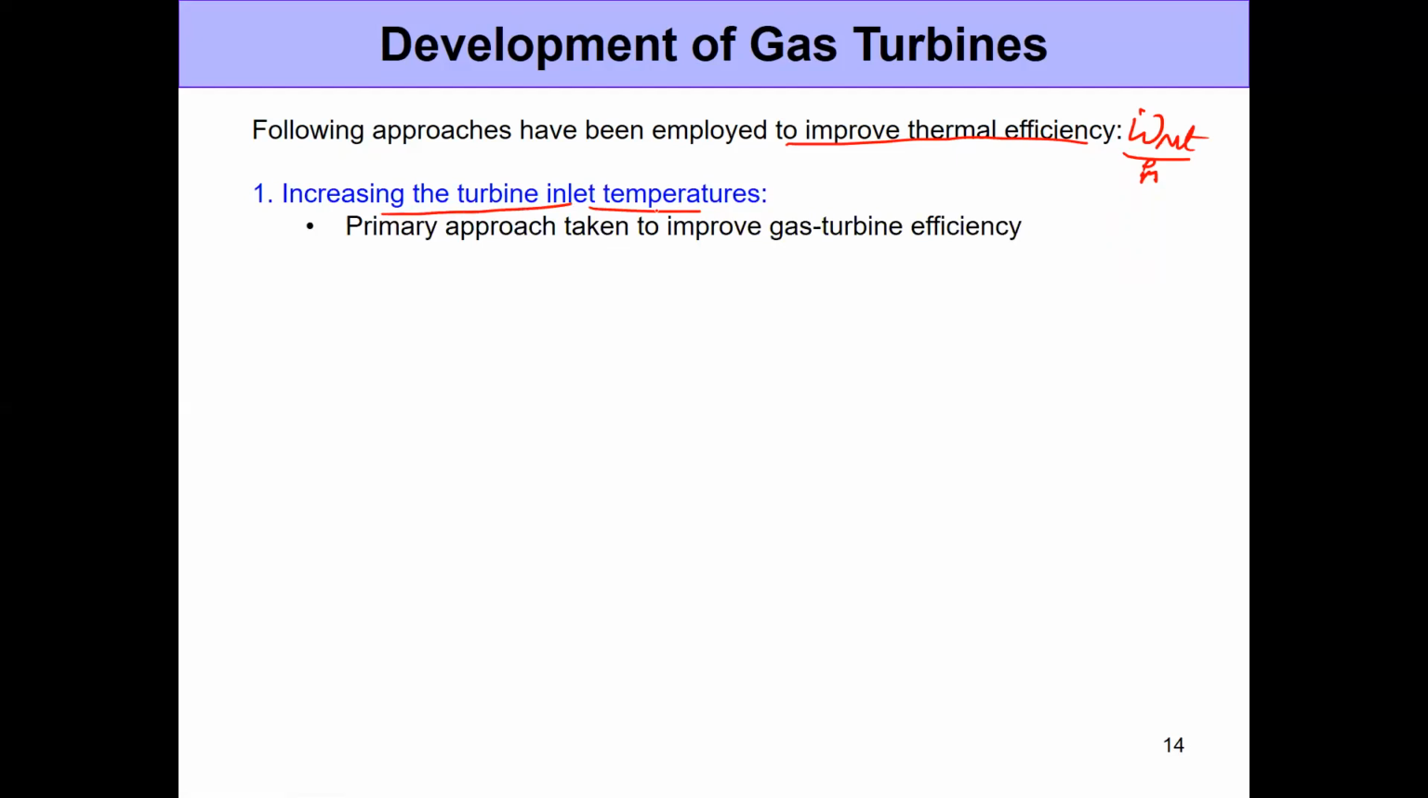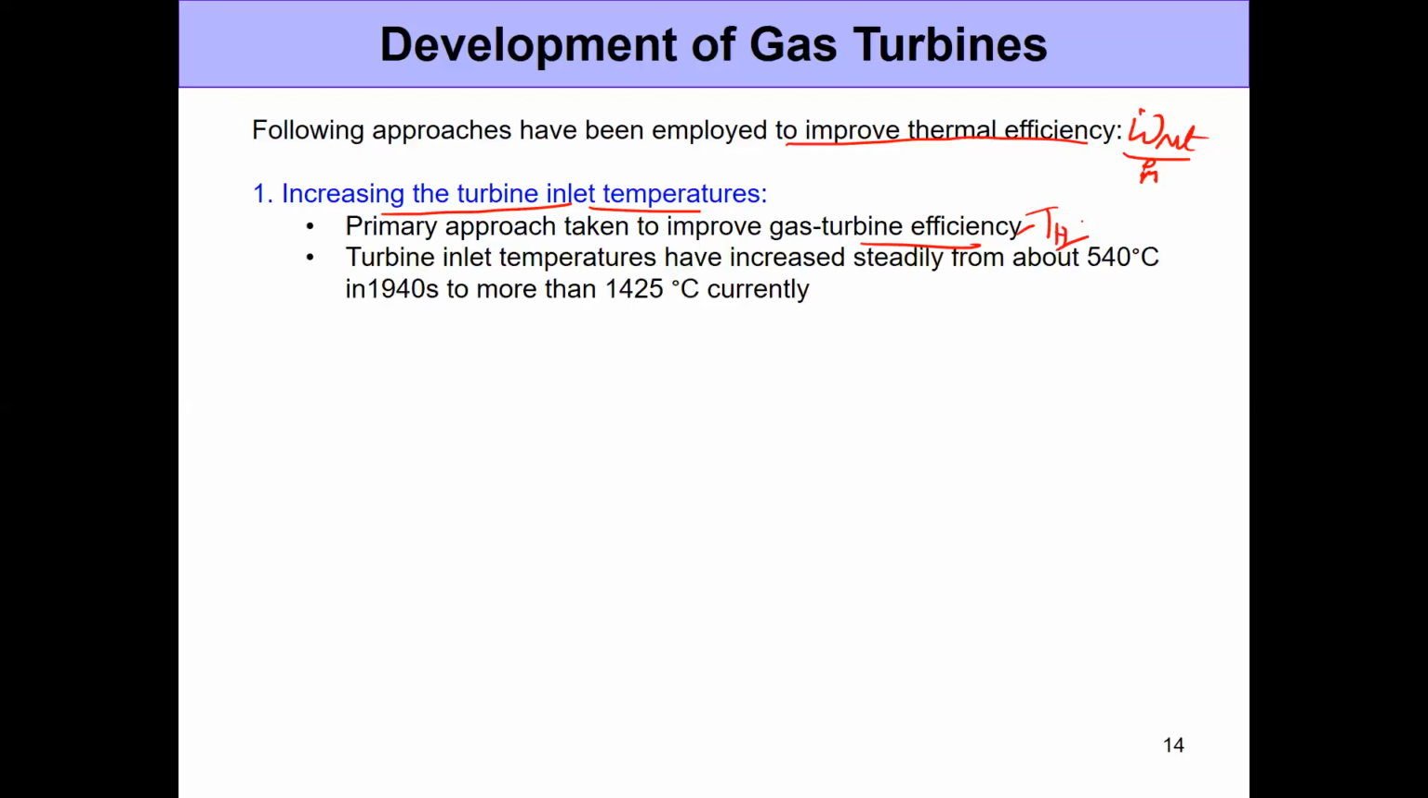If you increase the turbine inlet temperature, that certainly goes up and increases the gas turbine efficiency. And the simple way this is achieving a higher efficiency is by increasing the average temperature of heat addition. So always increasing the turbine inlet temperature plays a huge role. Now let's look at how the turbine inlet temperatures have changed over the years.